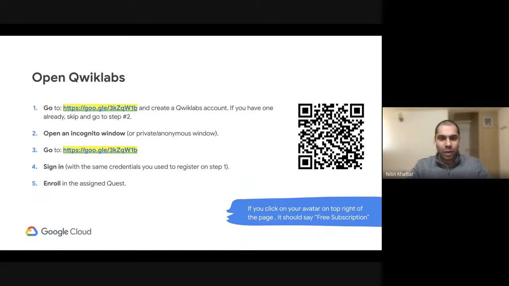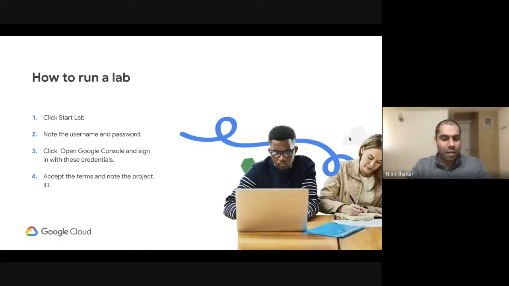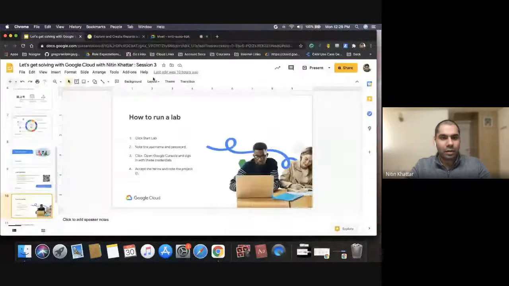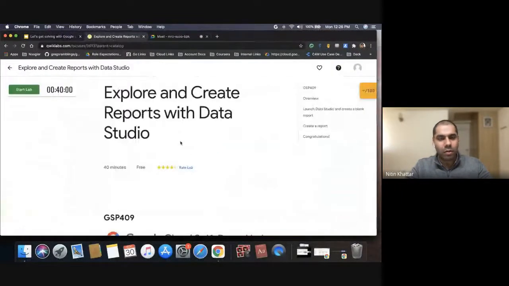So please, I would encourage you to scan this QR code, complete the data flow lab, and then today we'll be looking at the Data Studio lab as well. So let's move to a particular lab. We know how to run it. This is the lab I was talking about. So you can search for Data Studio and you will find this lab. This is a starter lab, meant for an introductory standpoint, where we'll learn how to explore and create reports with Data Studio. So let's get started on this.